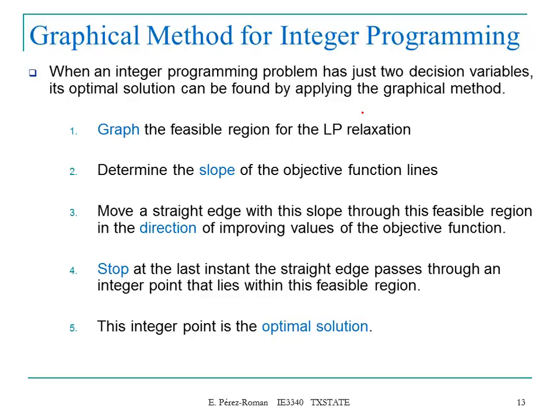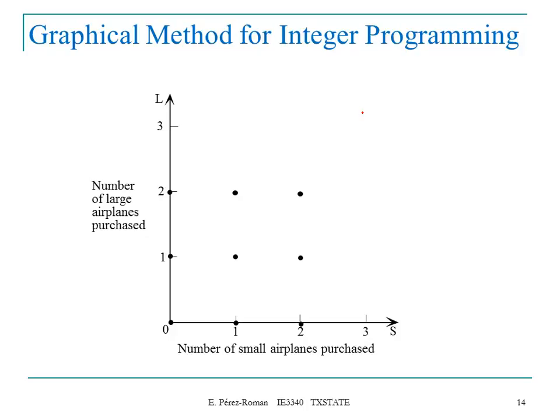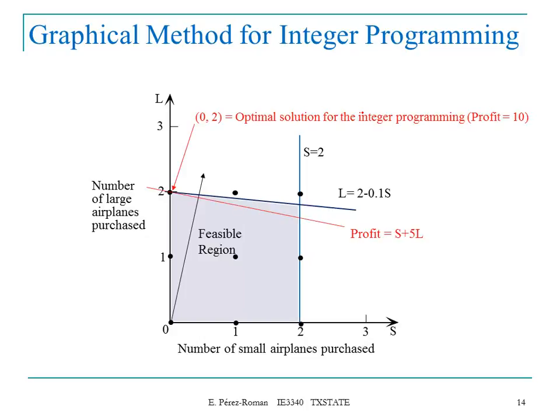This integer point is the optimal solution. And I'm going to show you again using the same problem. Now I'm highlighting those points where you have integer solutions. So if you draw your feasible region and you look at the plane now, your optimal solution, the last point that touched the feasible region in which you have your decision variables as integer, is this point.